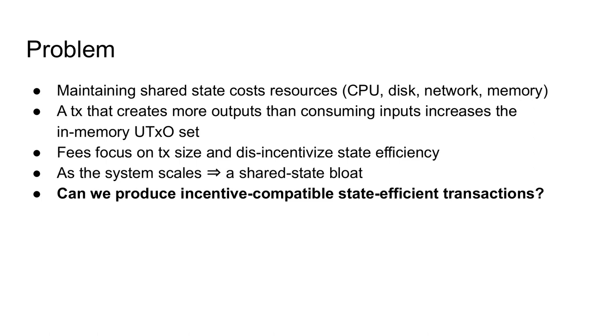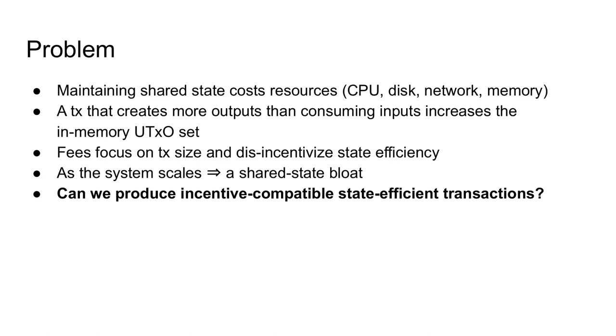So in order to maintain a shared state across hundreds of or even thousands of participants, we require a lot of resources to be input. So, for example, that would be CPU usage, memory, disk storage, etc. So, a transaction which actually increases the shared state, for example, in Bitcoin a transaction that creates more outputs than the inputs that it consumes, would actually require more resources.